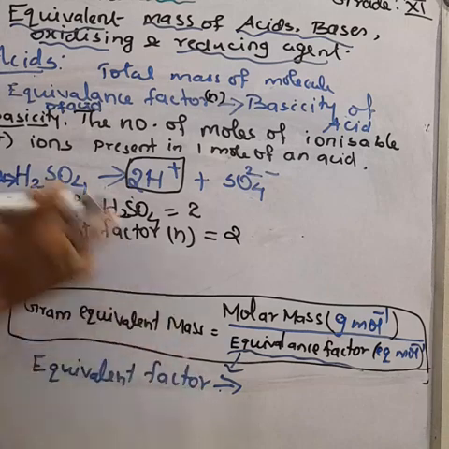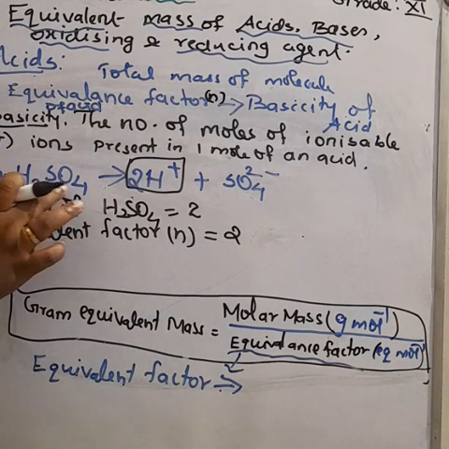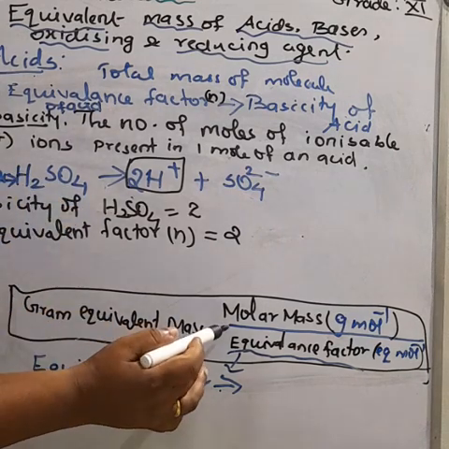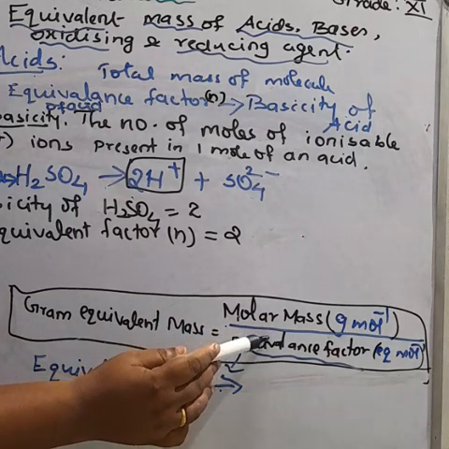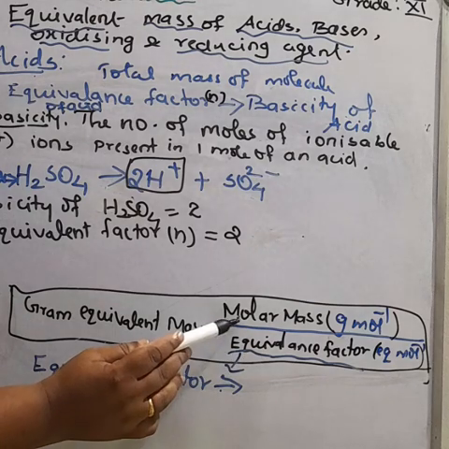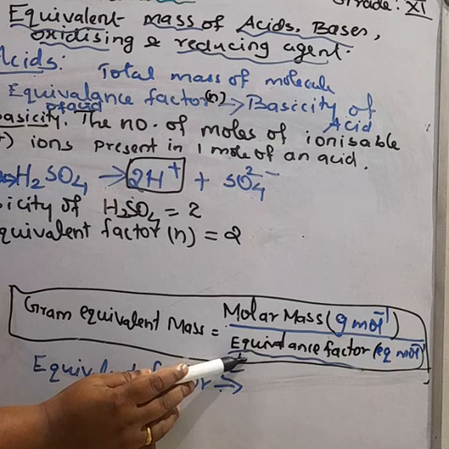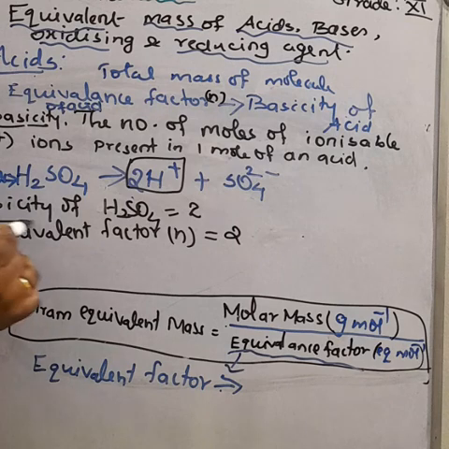Okay, so here, the gram equivalent mass of H2SO4, sulfuric acid. So what is the formula? Equivalent mass is equal to the molar mass of an acid divided by the equivalent factor. Instead of equivalent factor, we can write basicity of acid.